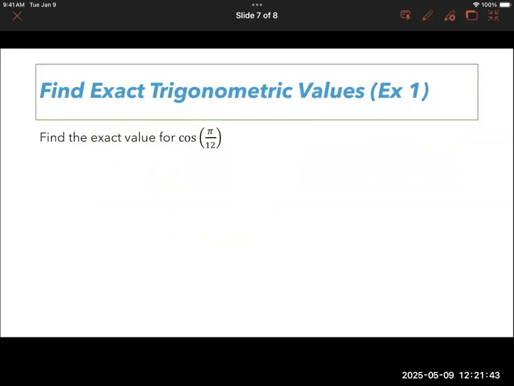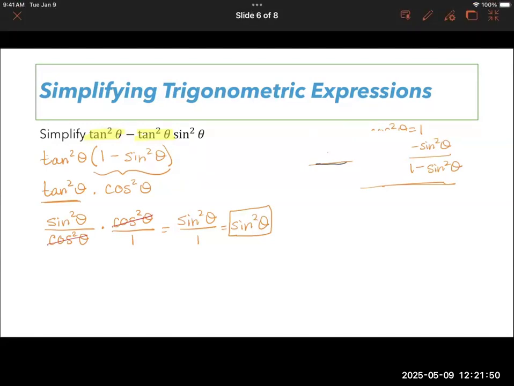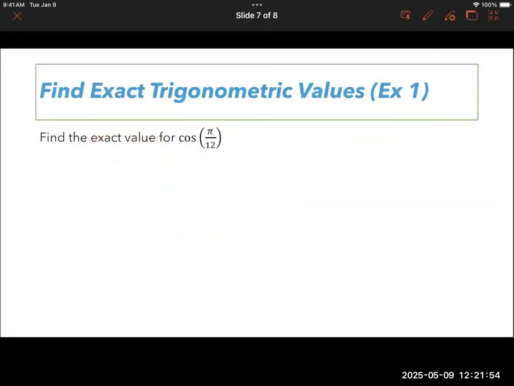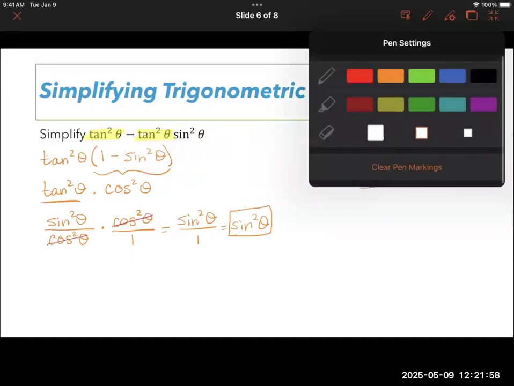Okay, I don't know why my iPad is being weird about this, but let's see if I can get this erased so I have a little space here. Very odd that my eraser is doing some weird things here.